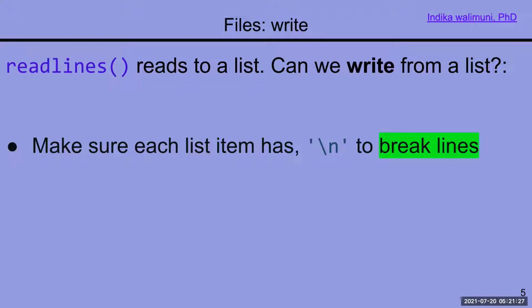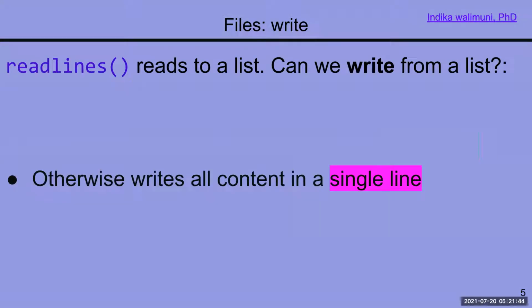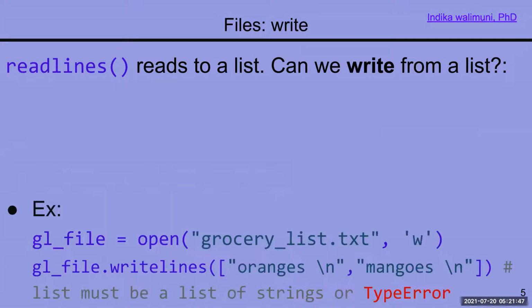But you still have to make sure to put the new line character at the end of each item in your list. Otherwise, everything is going to get written one after the other, in a single line. All right. So here's an example. Instead of writing oranges and mangoes separately, I'm going to write this list of strings into the file. Okay, so let's try that out.